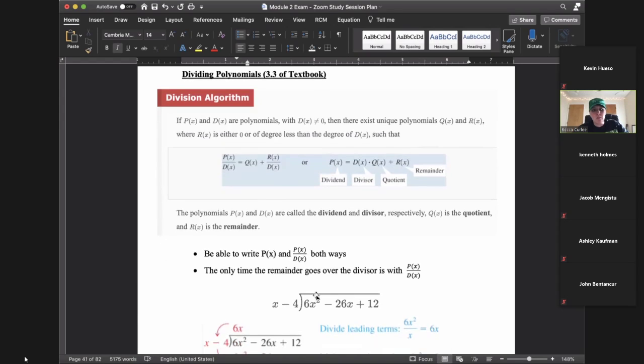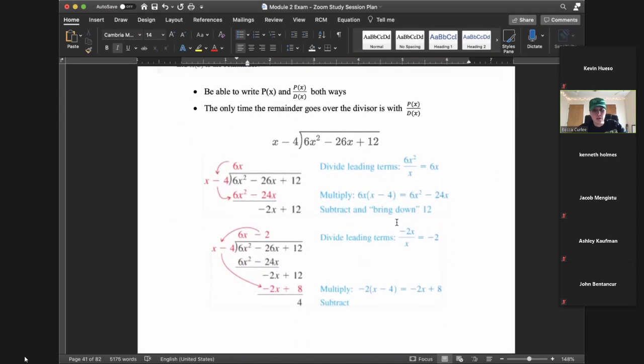The only time the remainder goes over the divisor is with p of x over d of x. So sometimes it's kind of confusing to remember when to put the remainder over the divisor, but that's only if you're asked for p of x over d of x. So when you've got the whole thing divided by the divisor, it equals the quotient plus the remainder over the divisor. Or you've just got the dividend equals the divisor times the quotient plus the remainder.